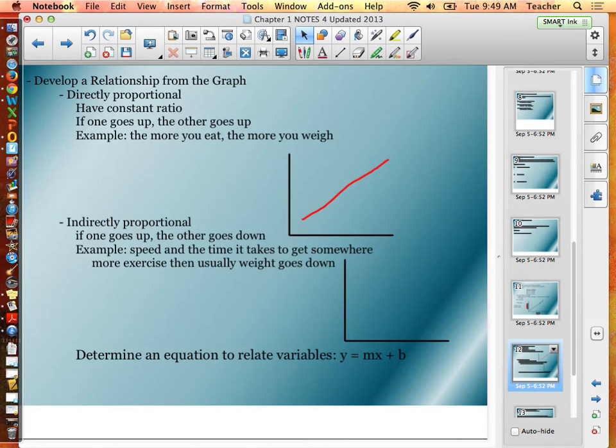Another one that's close is an indirect proportion. This is a situation where as one goes up, the other goes down. A classic example: the faster you drive, so as your speed increases, the time it takes you to get places decreases and goes down. Another example is typically the more that you exercise, typically, I mean, there are exceptions, usually your weight goes down.